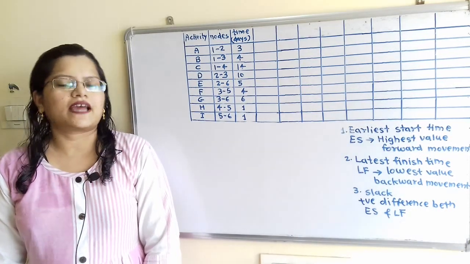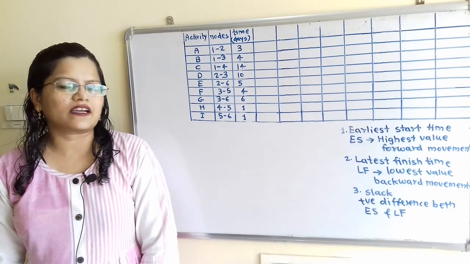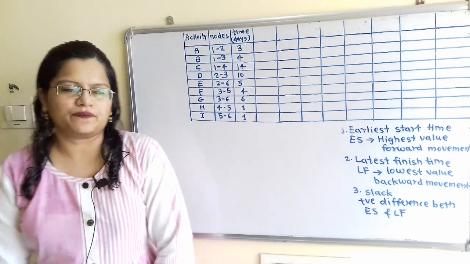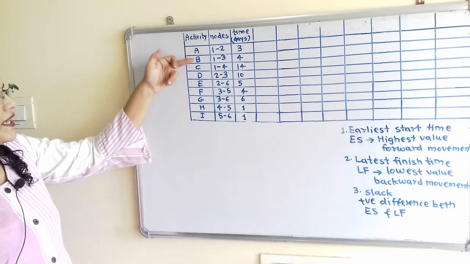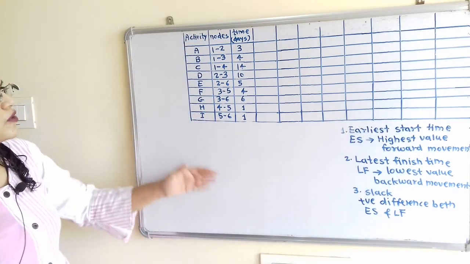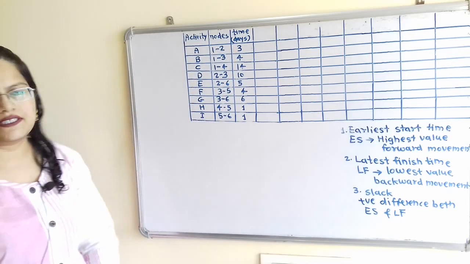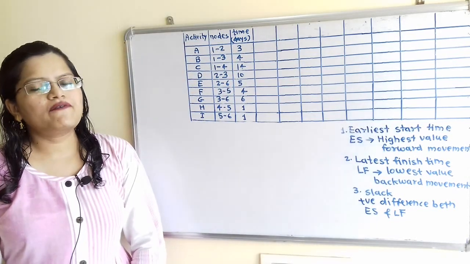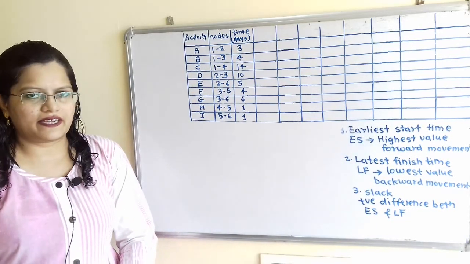Let us understand how to find out the critical path for a given question. In the question, activities A, B, C, D up to I are mentioned. Nodes are also mentioned, and the time in days is also mentioned. We will first draw the network diagram.